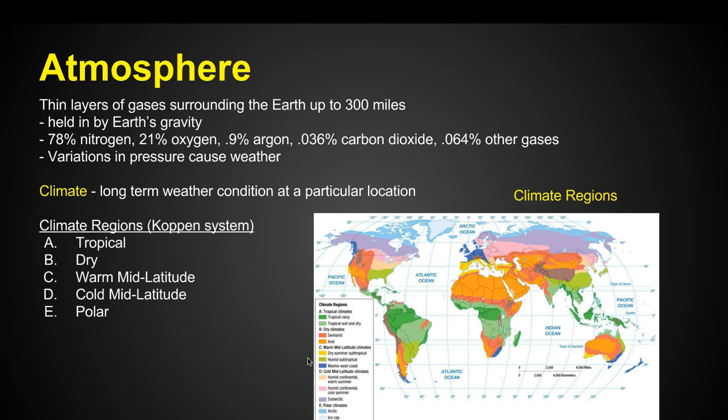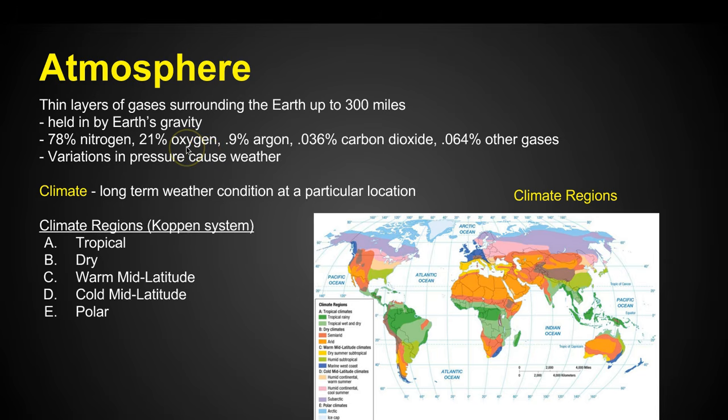And what we've been told is that it's held in by Earth's gravity. So as Earth spins around, so does the atmosphere, pretty much at the same speed as the rotating globe. It consists of 78% nitrogen, 21% oxygen, 0.9% argon, 0.036% carbon dioxide, and 0.64% other gases. When we have variations in pressure, that causes weather.